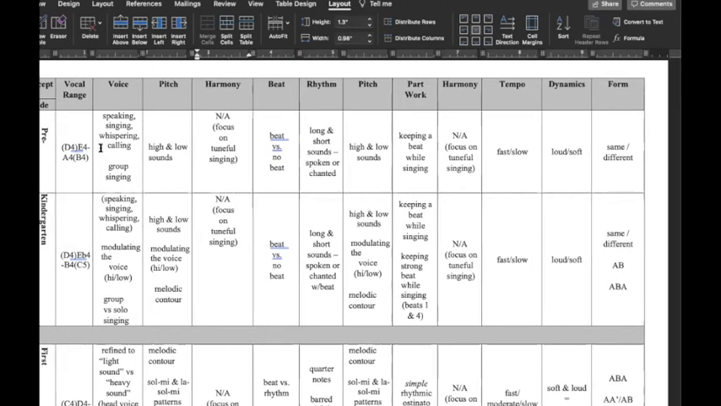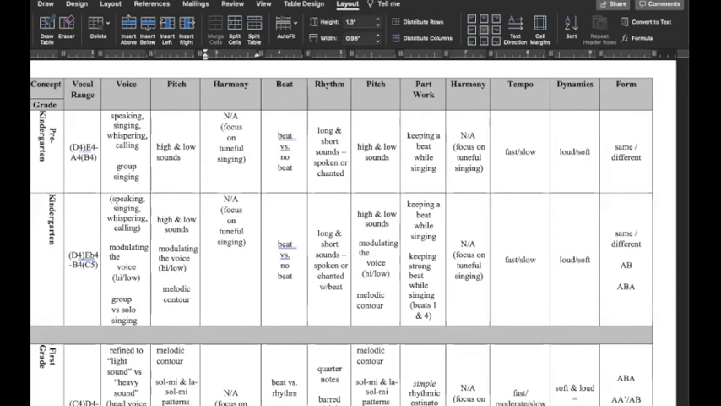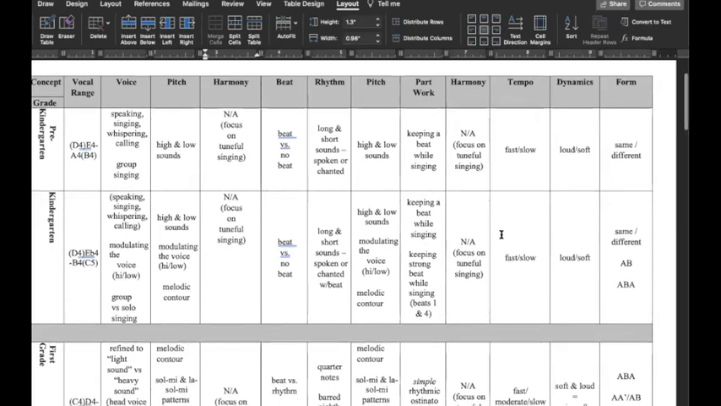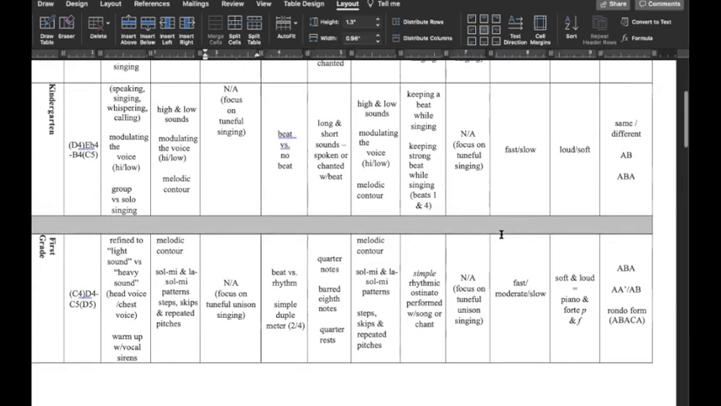All right. Here are all those voice things that you spoke about: pitch, high and low sounds, harmony, beat versus no beat, rhythm, short and long sounds, etc. Here's same, different. And I'm sure some of you are thinking, well, Dr. Klossner, if you had given us this, we'd have a much easier time with the last activity. I know, but I wanted you to think through it. And then it goes on, kindergarten.